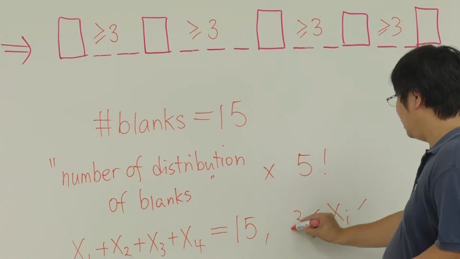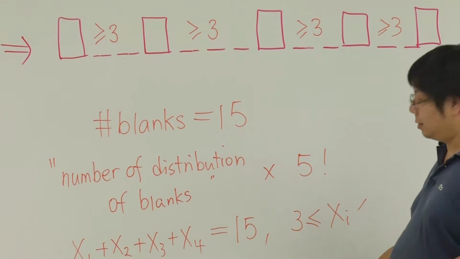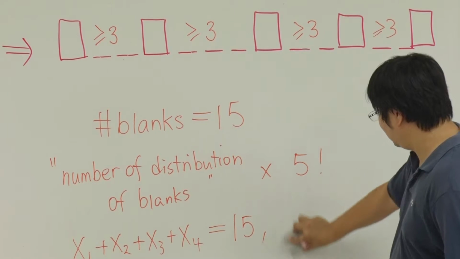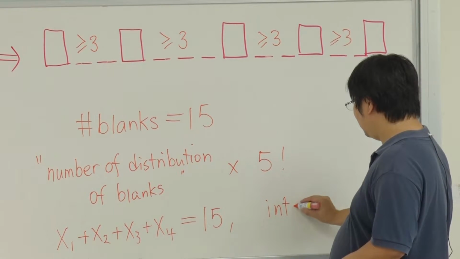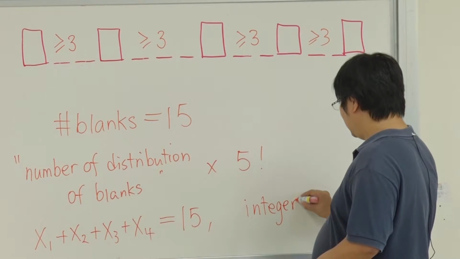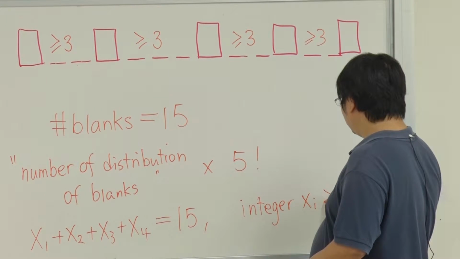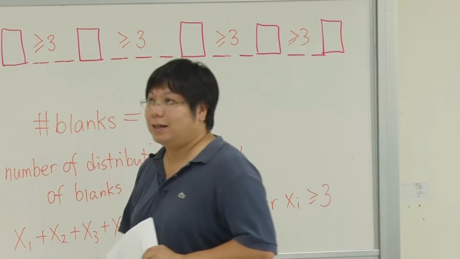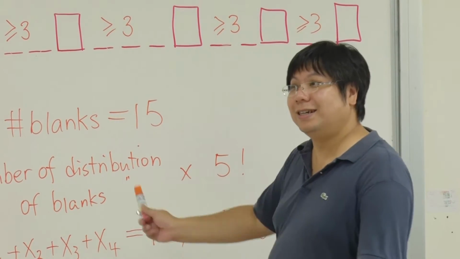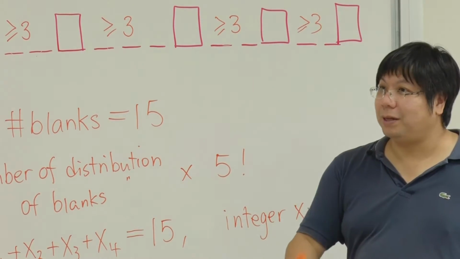Greater than 3, right? So we need integers xi, and for each of these xi, it is greater than or equal to 3. Do you still remember how to solve this? Each one has to be at least 3, right?